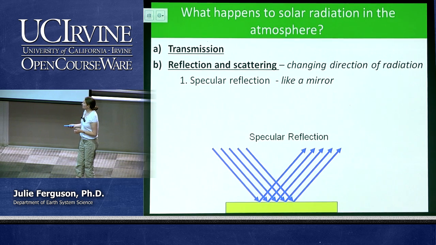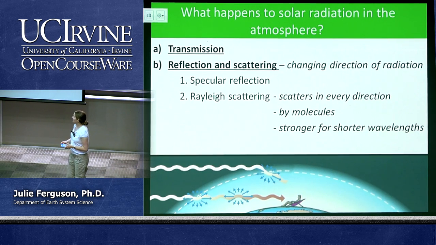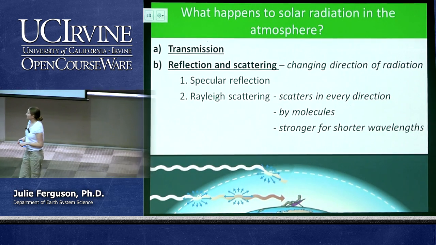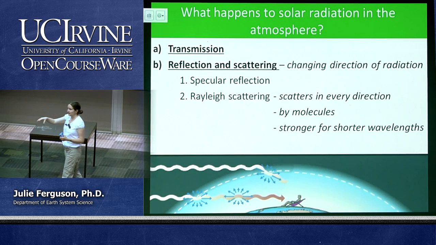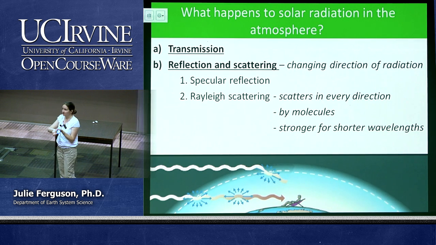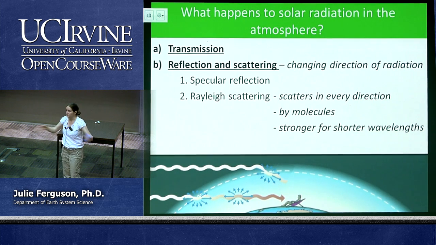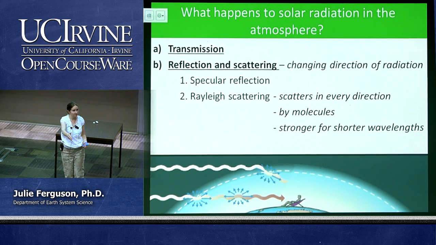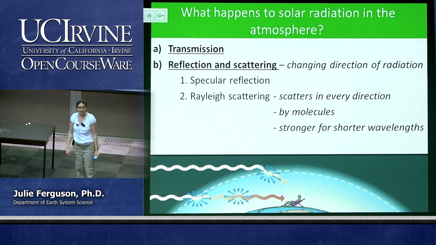But in the atmosphere, we also have other things going on. We have something called Rayleigh scattering. And this is where that incoming electromagnetic radiation hits the different gas molecules in our atmosphere. And instead of just bouncing off in one direction, that energy is scattered in all directions. It continues traveling, but it goes in all directions instead of in a straight line. Okay? And it's stronger for shorter wavelengths.